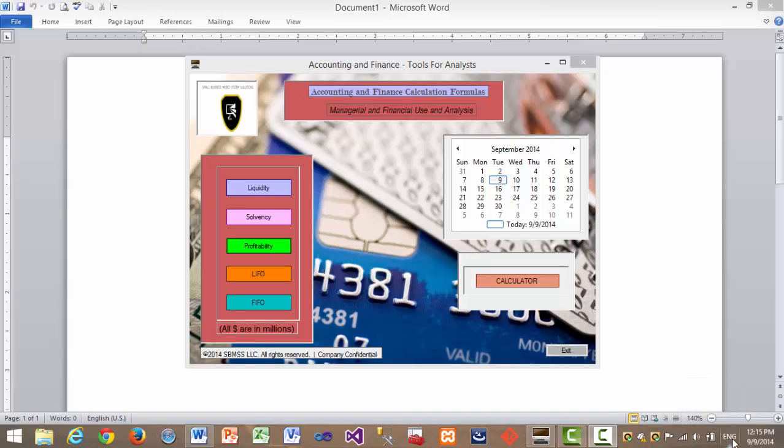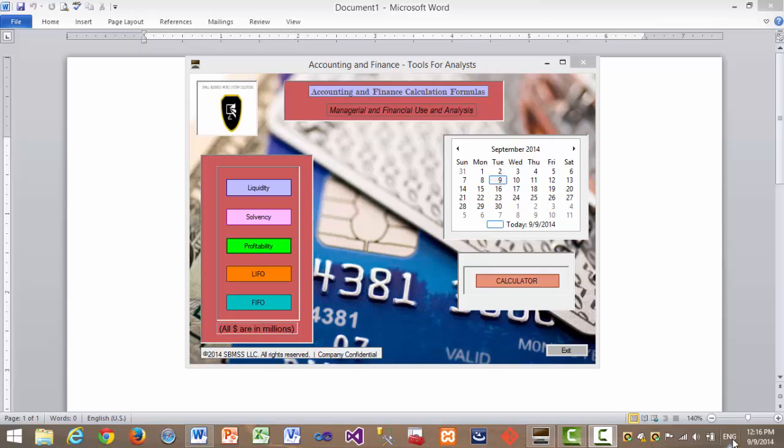My name is Anthony Woods and I'm here to present to you some software I developed for accounting and finance formula calculations. These are tools for analysts, business majors, business people in the corporate world, small business owners, instructors and students alike. These are some tools you can use in your classes to understand the financial statements that go along with accounting and finance.